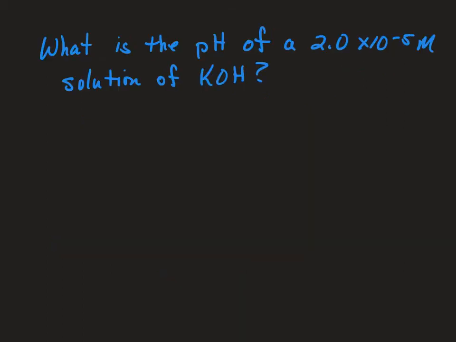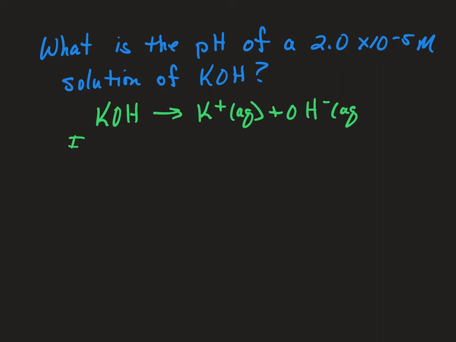So now we'll look at a base problem, right? What is the pH of a 2.0 times 10 to the minus 5 molar solution of potassium hydroxide? Well, we're still dealing with a strong base, so our potassium hydroxide will dissociate completely to make potassium ions and hydroxide ions, right? We should be getting the pattern that if our initial concentration is 2 times 10 to the minus 5, all of that will dissociate.